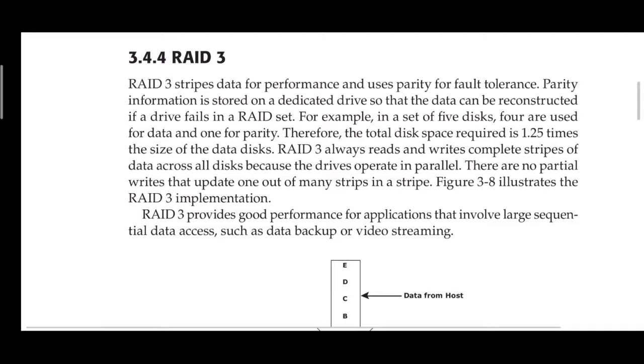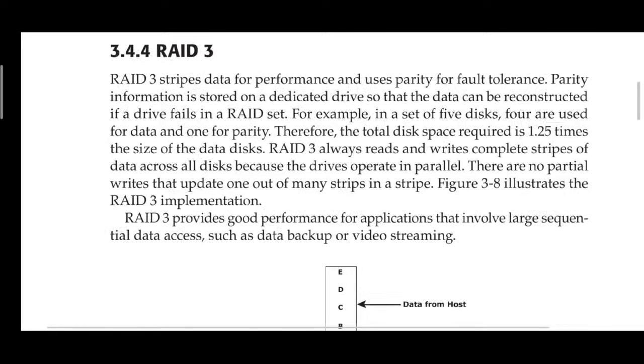RAID 3 stripes data for performance and uses parity for fault tolerance. So here two concepts come. It is the continuation of RAID 0, that is, the striping concept is there, followed by parity, which is used for fault tolerance purposes. So parity information is stored on the dedicated drive so that the data can be reconstructed if a drive fails in a RAID set. Okay.